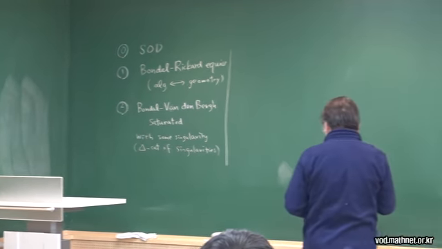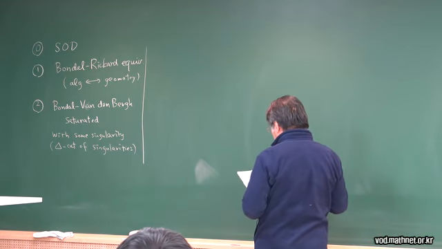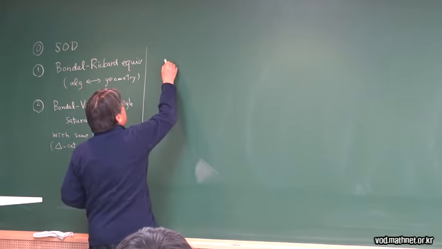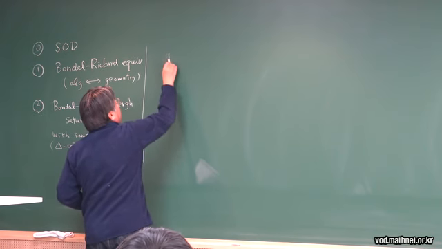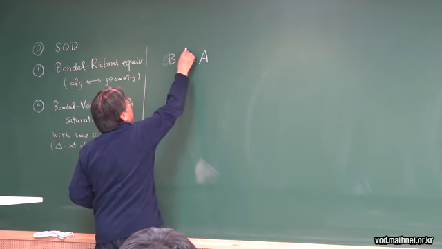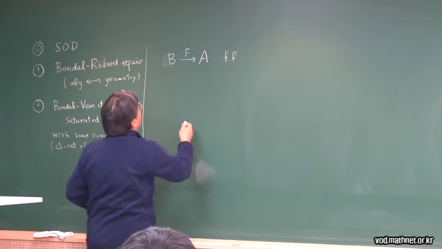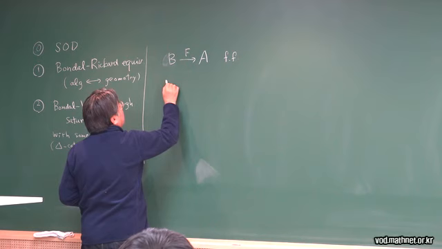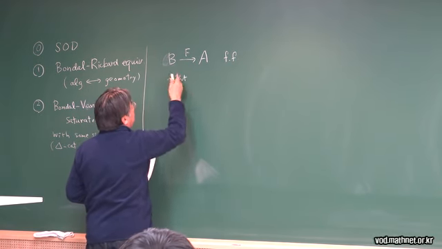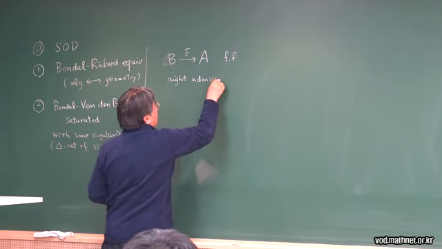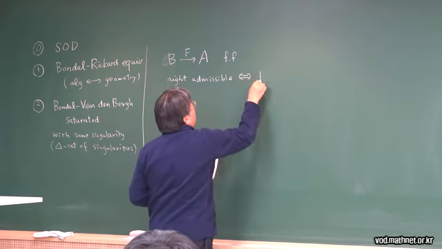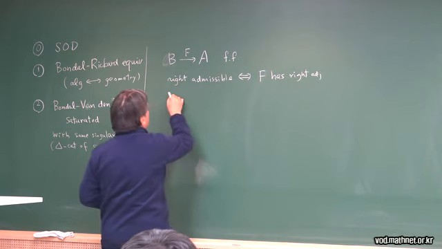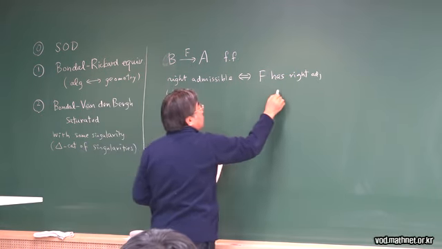First, I'd like to explain some basic equivalence. Suppose that there is a fully faithful functor, or just B is a subcategory of A. Then it is called right admissible. So B is right admissible if and only if F has a right adjoint. And it is also left admissible if it has a left adjoint.